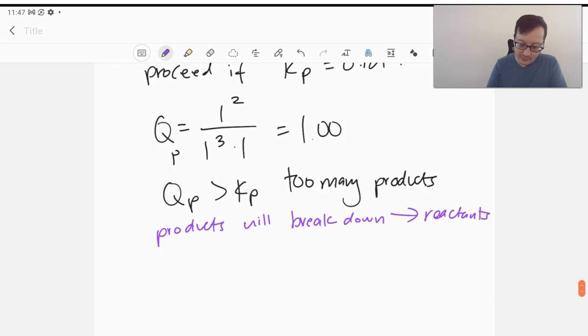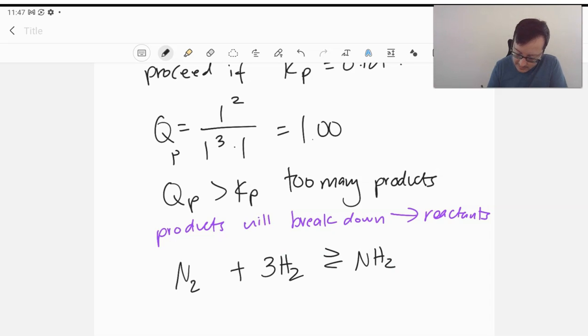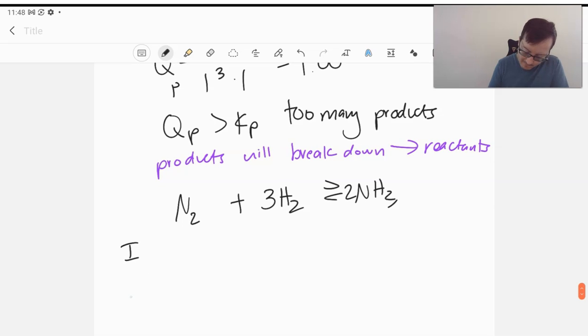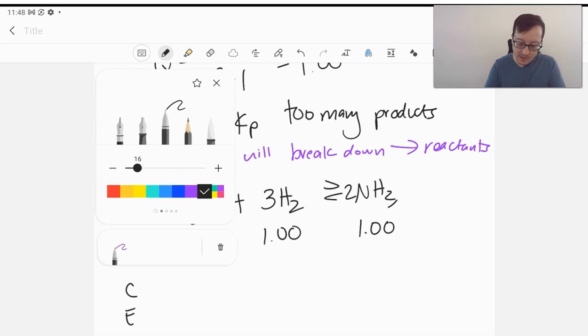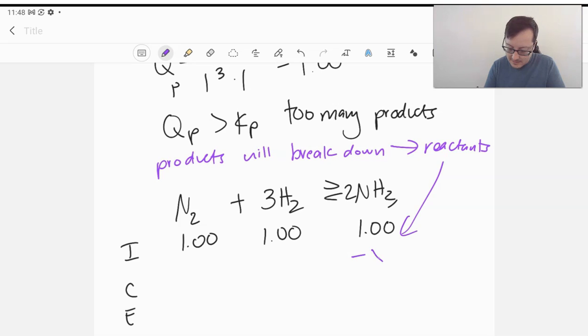And in that case, if we look at our ICE table, we can write our reaction again. We can say, okay, well, we know we have 1 atmosphere of everything to start. But now that we know that Qp is bigger than Kp, that means that we have too many products, so the products are going to start breaking down. That means that we're going to have this one be negative, and again 2 because it's got the coefficient. And because we're going to be making reactants, we have to put those as positive.